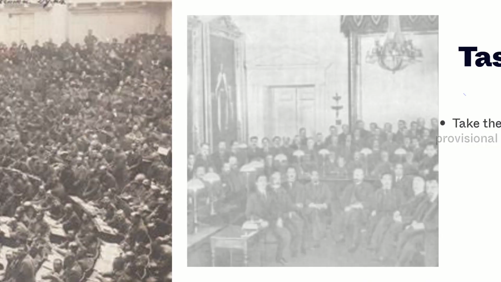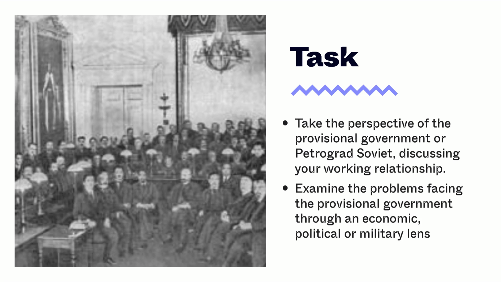Task: write a tweet from the perspective of the Provisional government or the Petrograd Soviet. The tweet needs to discuss your working relationship and how you are finding sharing dual power. The Provisional government experienced problems with governing Russia following the abdication of the Tsar. Task: examine the problems facing the Provisional government and identify whether these were economic, political, or military problems.